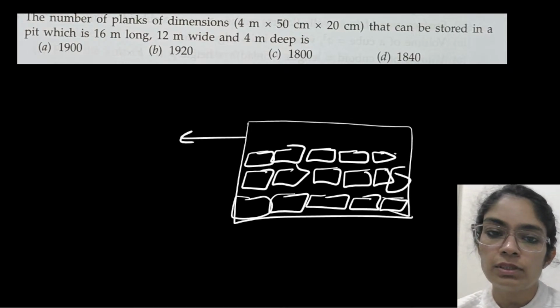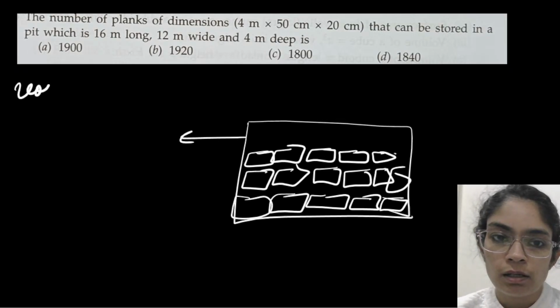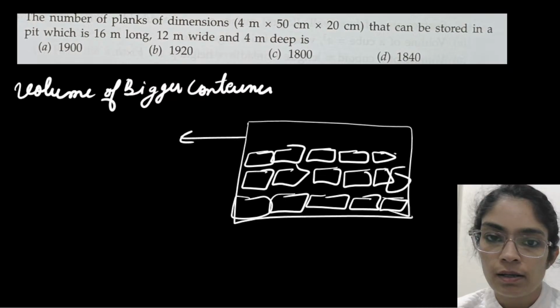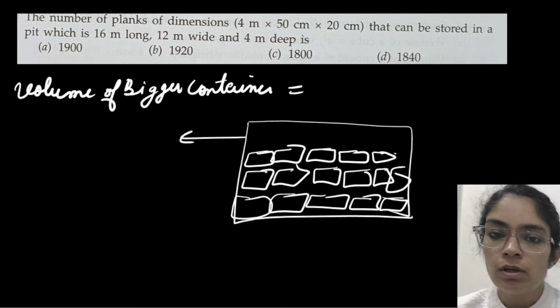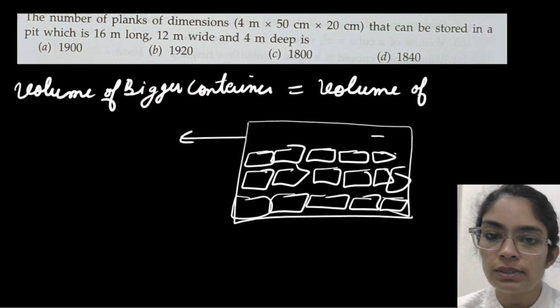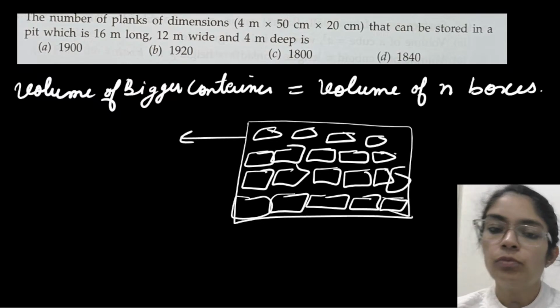The volume of the bigger container will be equal to the volume of n boxes. Suppose n boxes are there; I don't know how many boxes there are. So the volumes will be equal.